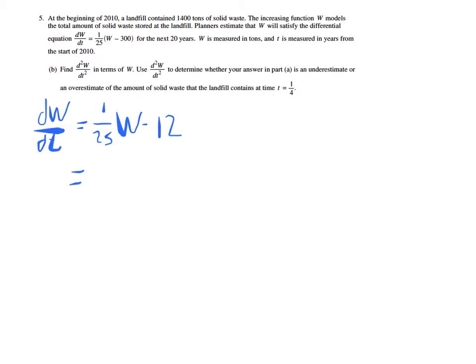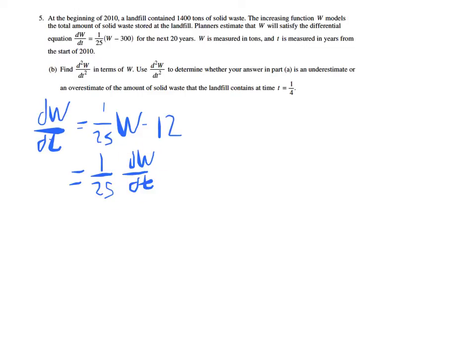The derivative of 1/25 W would be 1/25, but then since it's a W and not a t, times dW/dt. Need to make sure we remember our implicit differentiation there. We're differentiating with respect to t. This is a W, so I need to multiply by dW/dt. And then the 12, of course, goes away because when you add or subtract a constant and then take the derivative, the derivative of that constant is 0.